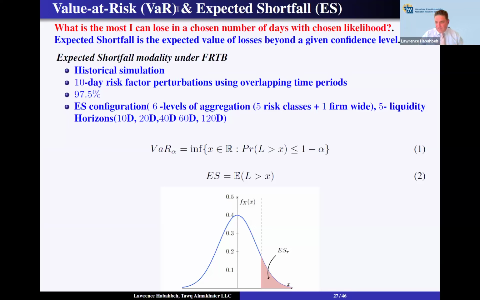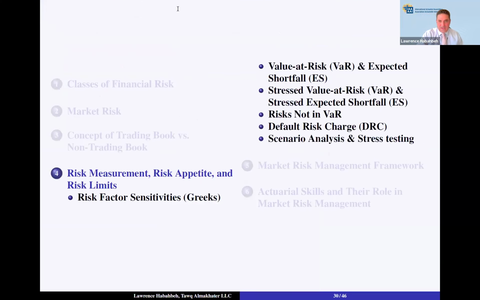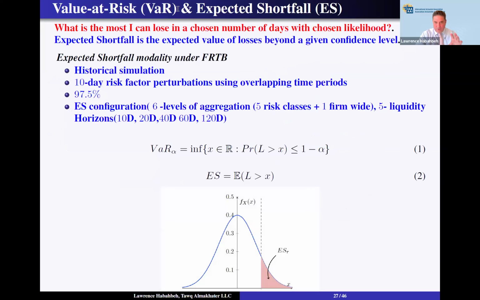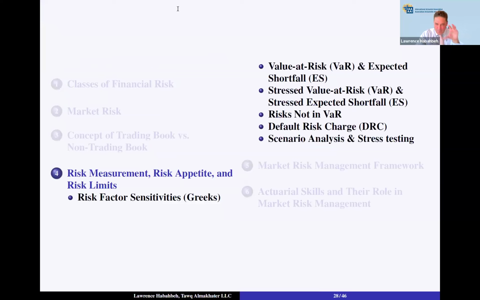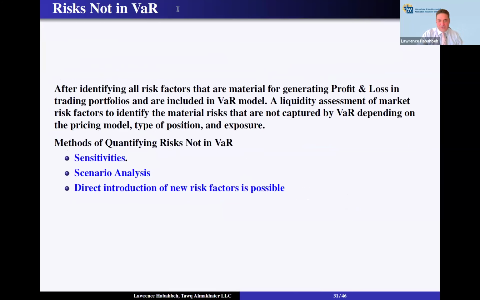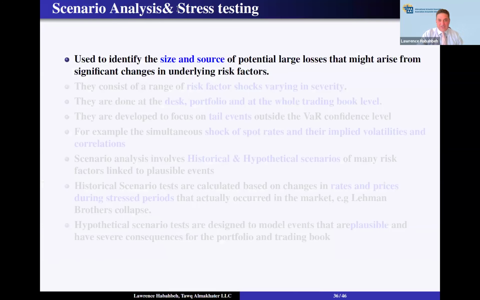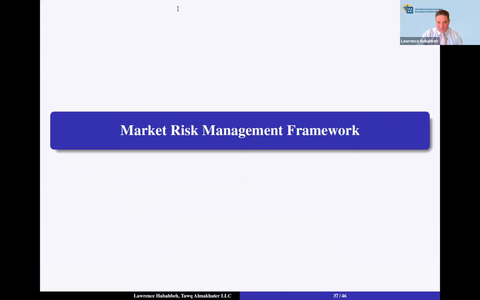Now, what are the configurations of the expected shortfall? Well, you have basically 6 levels of aggregation. You have 5 risk classes, 1 on the whole trading book. You have 5 different liquidity horizons, and then you have reduced set and current set and complete set. So there's a lot of work to be done there, yeah? But this gives you an indication of the requirements, and we will dig deeper into this in the second presentation when we talk more about the different components of the internal models and the standardized based approach for computing market risk capital. Now, I'd like to basically move on and talk a little bit about market risk management.